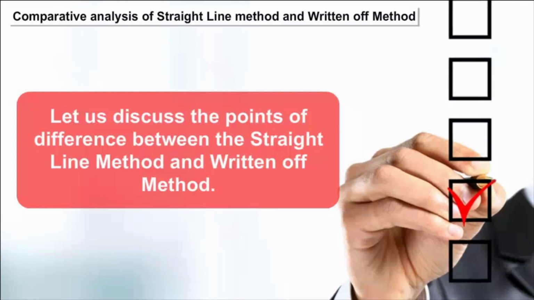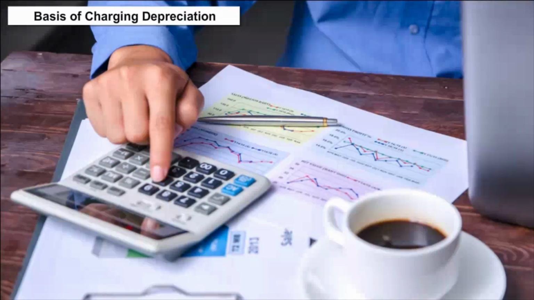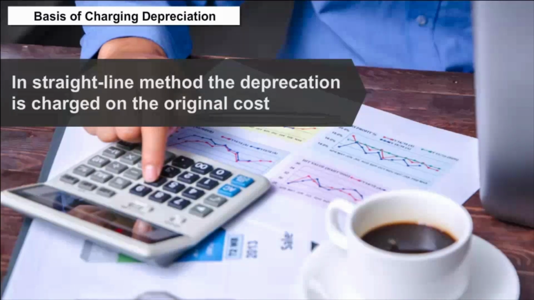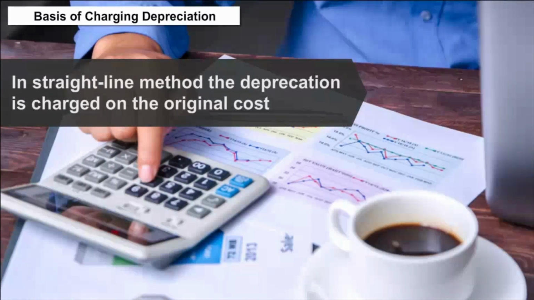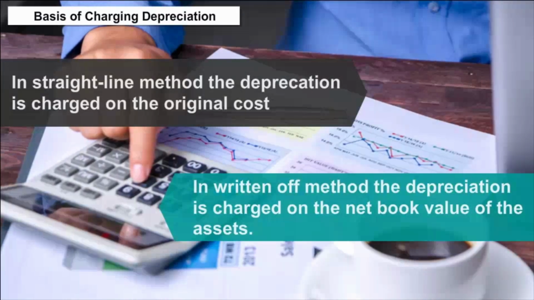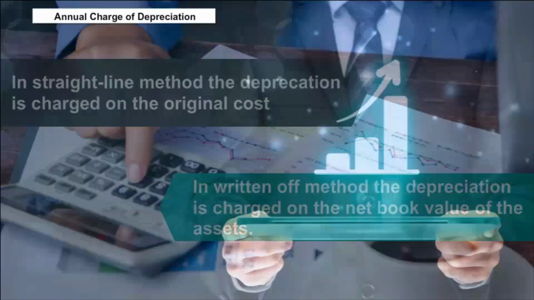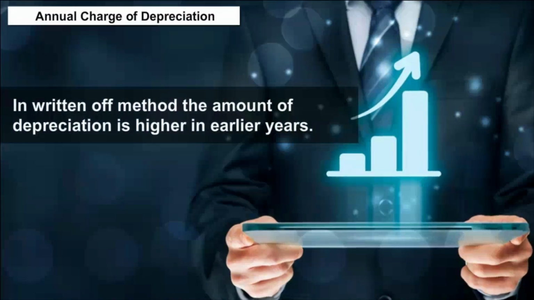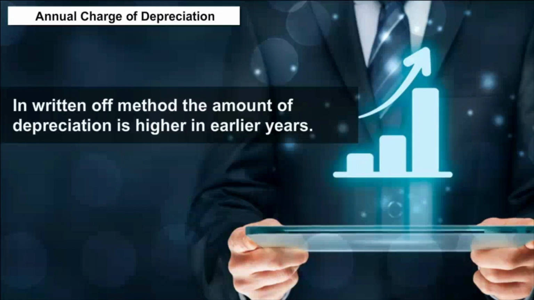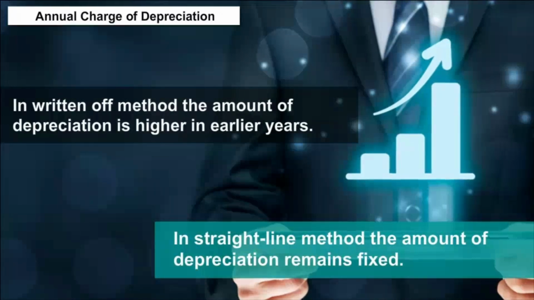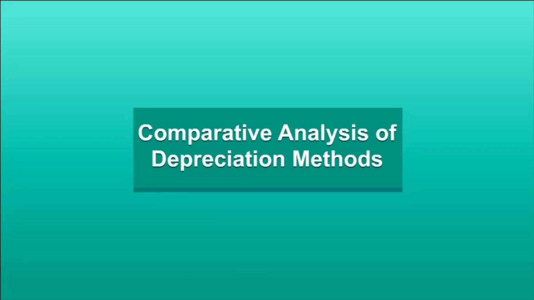Basis of charging depreciation. In straight line method, the depreciation is charged on the original cost, whereas in written down value method, the depreciation is charged on the net book value of the assets. Annual charge of depreciation. In written down value method, the amount of depreciation is higher in earlier years, whereas in straight line method, the amount of depreciation remains fixed. Comparative analysis of depreciation methods.